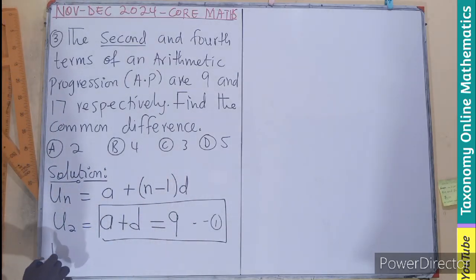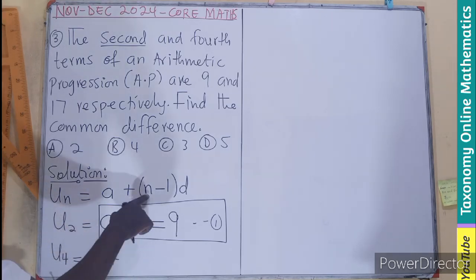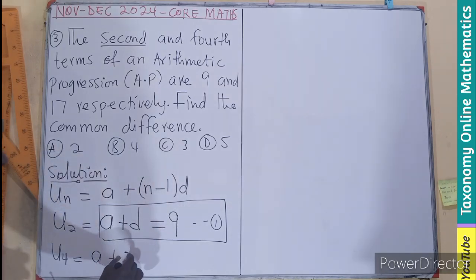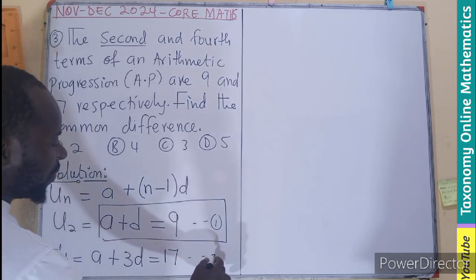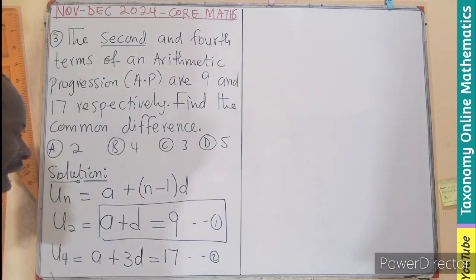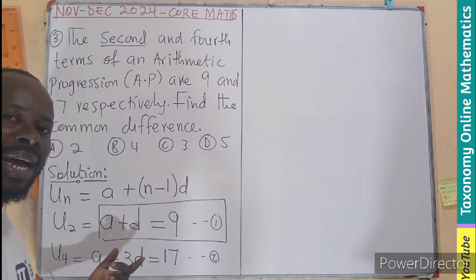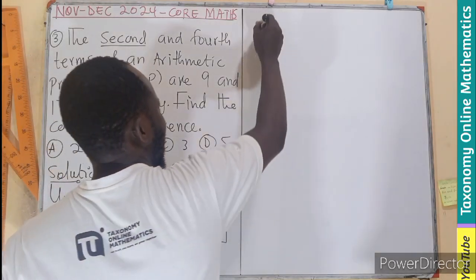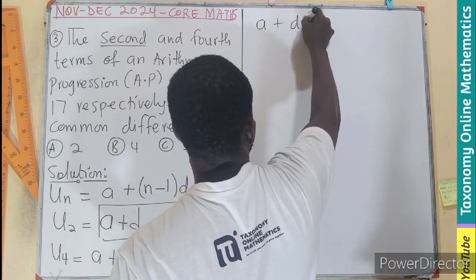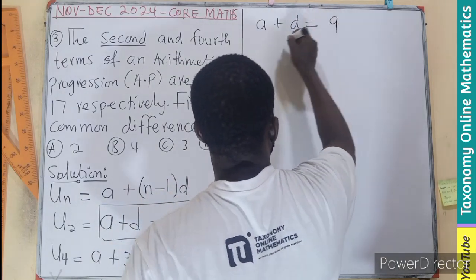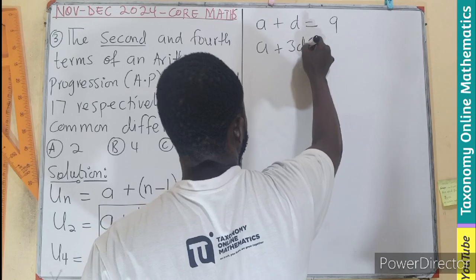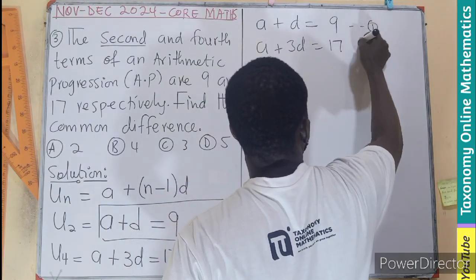Then for the fourth term, meaning n becomes 4, equals a plus (4 minus 1), that gives us 3 times d, purported to be 17, giving us the second equation. So we are having two equations to solve simultaneously. I will apply the elimination method so that a plus d equals 9, a plus 3d equals 17.